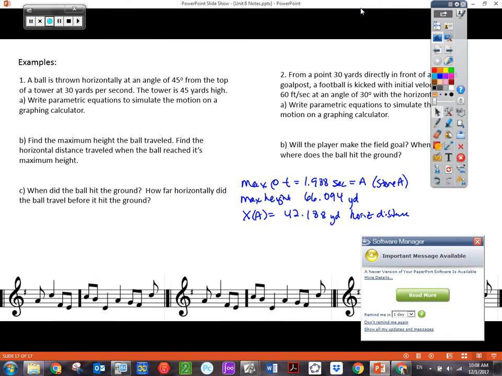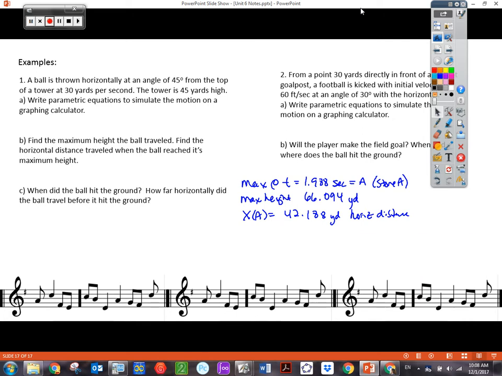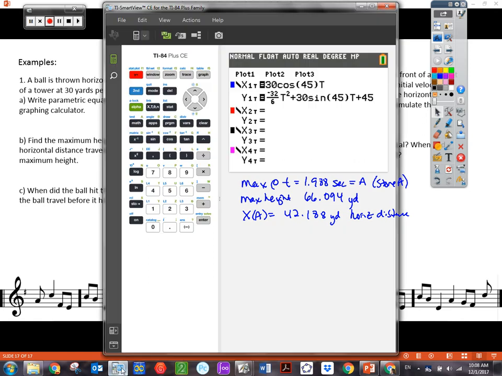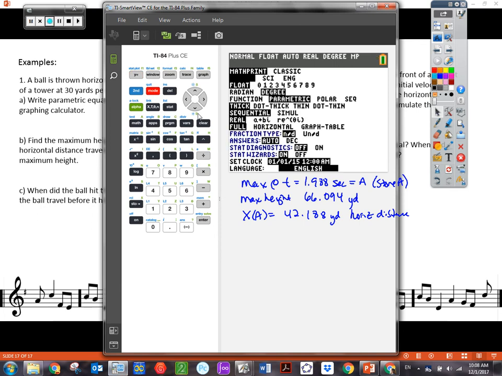It says, when did the ball hit the ground? What is that asking? It's asking for the x-intercept, isn't it? And what mode do we have to be in to find intercepts? Function mode. We have to be in function mode. The parametric mode won't do that. And we need to know how far horizontally did the ball travel. Okay, so let's pull the calculator back up. So we need to go to function mode. So mode, we're going to function mode.